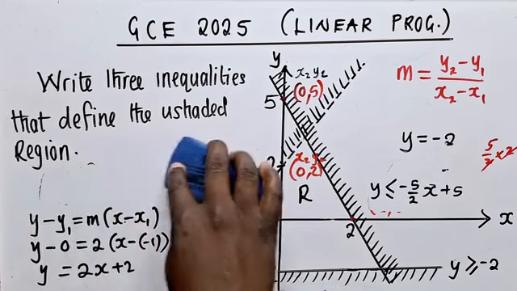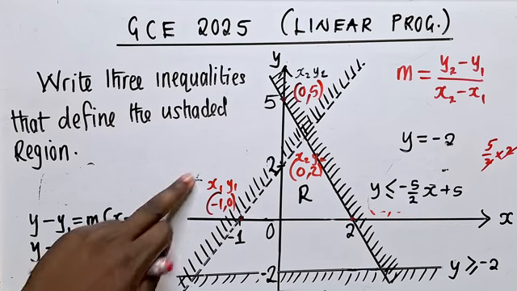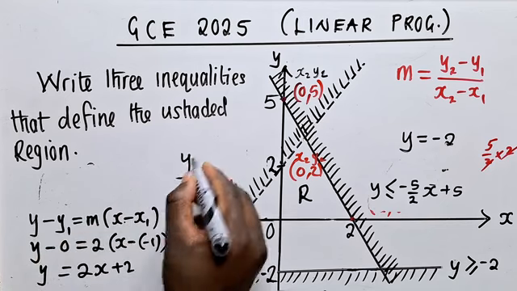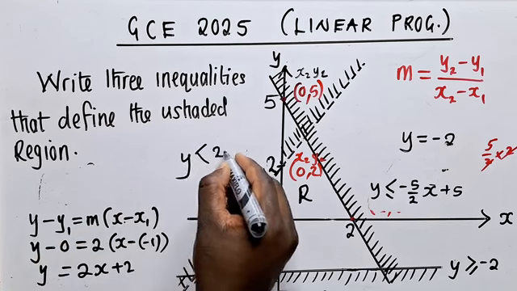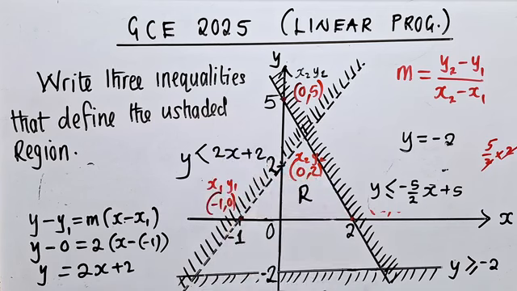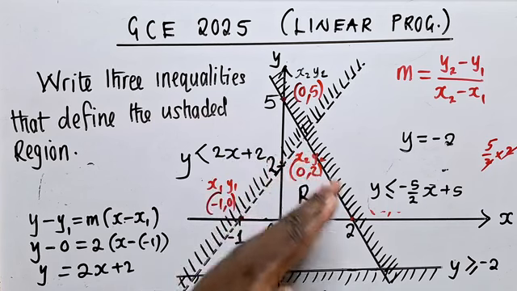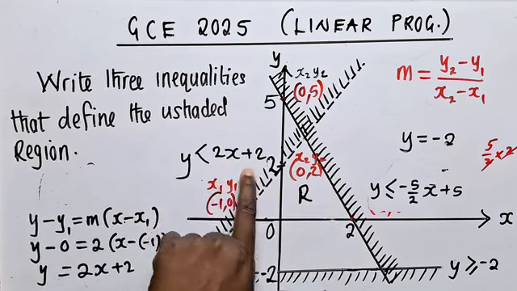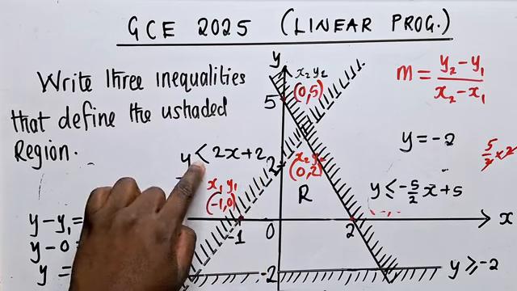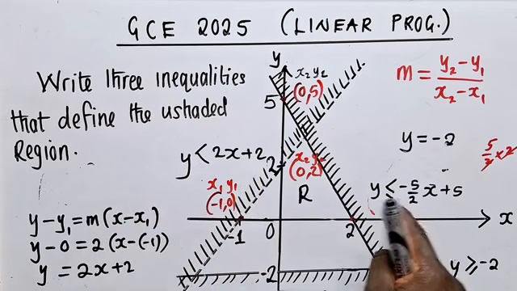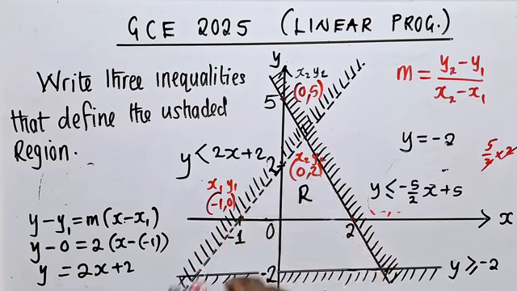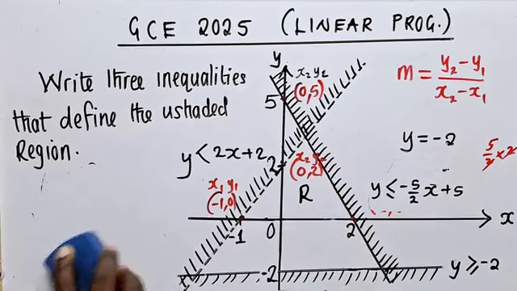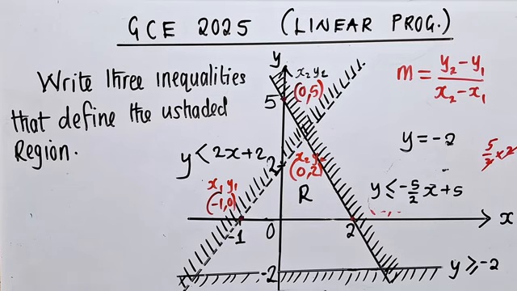To show the inequality here, we can simply say y is less than 2x plus 2. When you see where it's shaded, where it's not shaded is the less part. So we get less than 2x plus 2. The reason why I've put less, and I'm not including the equal to, is because this line is dotted. You have to know that when the line is dotted, you don't put equal to. Just put less if it's less. If it's greater, just put greater.